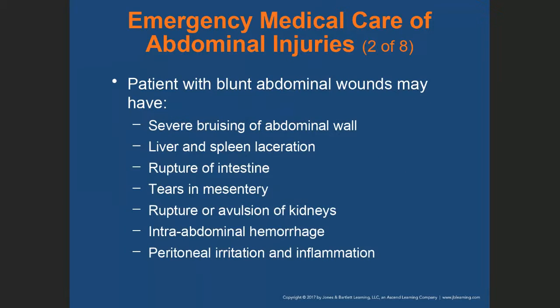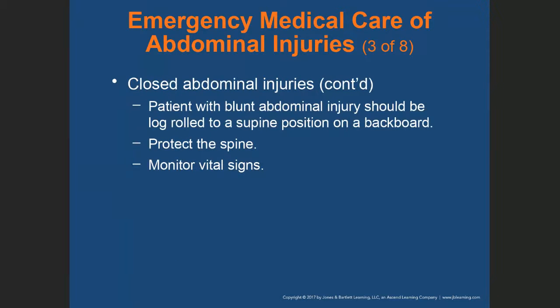Patients with blunt abdominal wounds may have severe bruising of the abdominal wall. They may have liver and spleen laceration, rupture of the intestine, a torn mesentery, rupture or avulsion of the kidneys, intra-abdominal hemorrhage, peritoneal irritation, and inflammation. Patients with blunt abdominal injury should be log rolled to a supine position on a backboard. Protect the spine, monitor the vital signs.